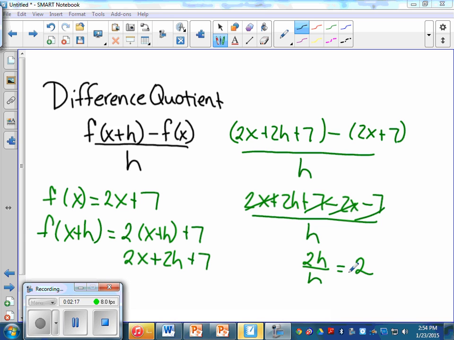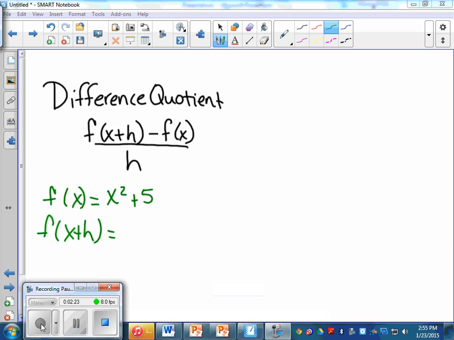All right, I'm going to pause it. I'm going to write one that's a little bit more difficult, like the last one in this section. All right, now we're going to do one that's a little bit more difficult. What if f of x is x squared plus 5, and we have to do the difference quotient to find the average rate of change?